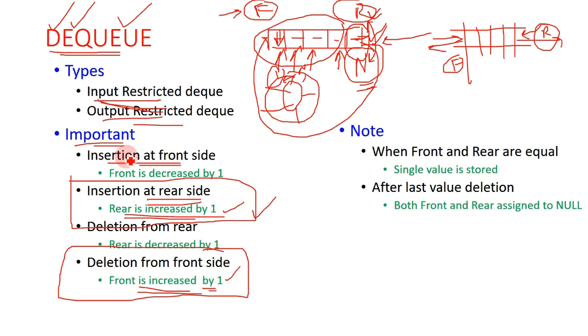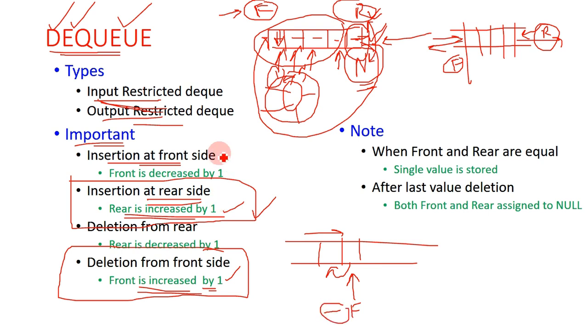But if you want to do insertion from the front side, the front will be decremented. Why? Because if you are at this location, say for example this is the front location, and you want to insert a new value from the front side, then the front will be decremented, front minus minus. This is not the normal operation of a queue, this is the dequeue operation. So when you insert a value from the front side, the front will be decremented.